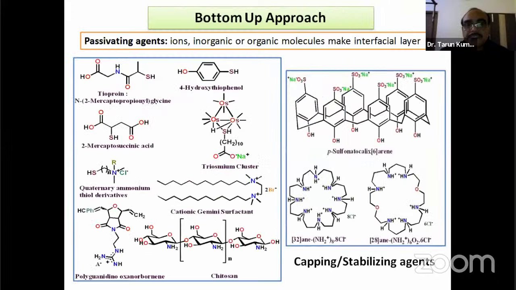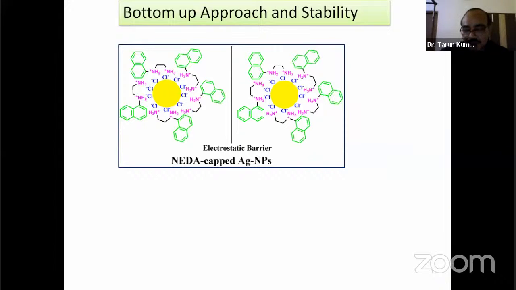So this slide lets you know that in the bottom-up approach, when you are reducing some ions to get nanomaterials, you have to stop the aggregation. Ions go to atoms, then atoms aggregate, and due to the aggregation they will form the bulk. You have to stop in the nanometer range. So that's why generally in the bottom-up approach, capping agents, or what we call stabilizing agents, are used. These are different types of molecules you can use.